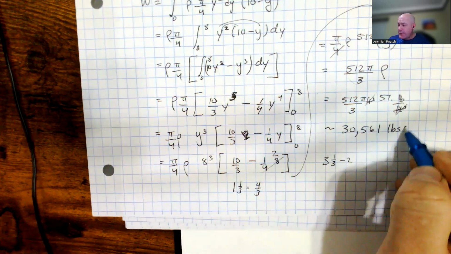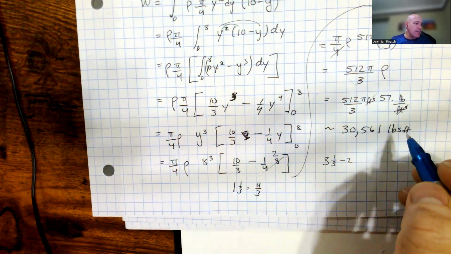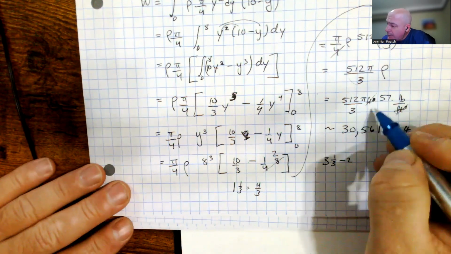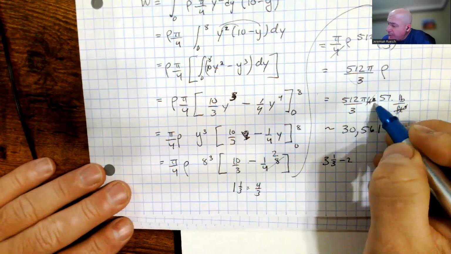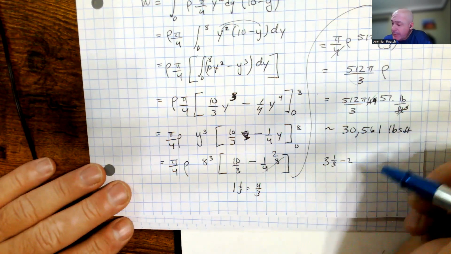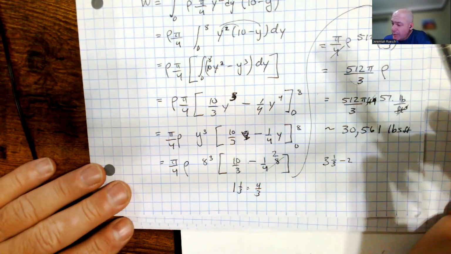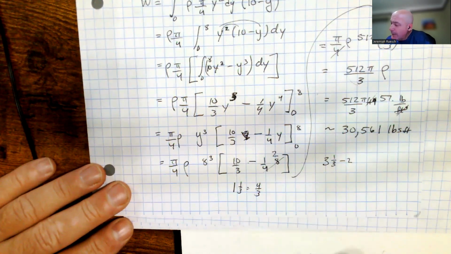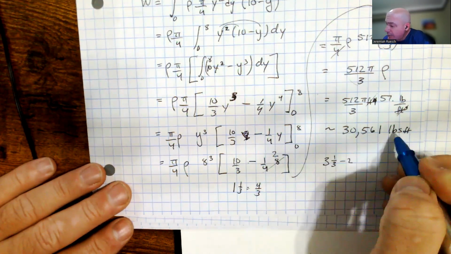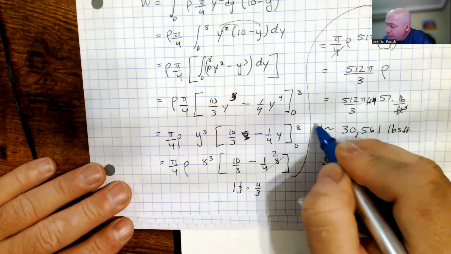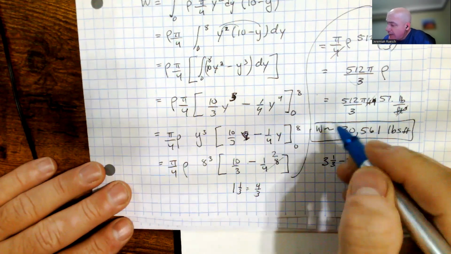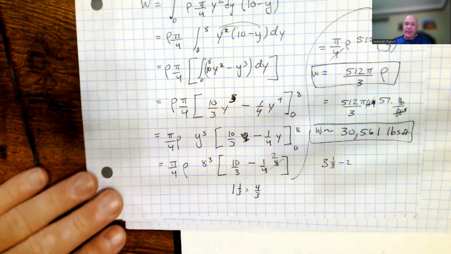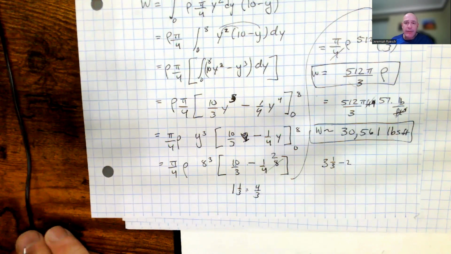Foot-pounds, actually. There should be an extra unit of feet up there. Units are important, so keep track of them. I missed one from the cube. Okay, so this is the amount of work required. I would like a little bit more exact answer, but either way, I hope that was helpful, and I'll see you in the next video.